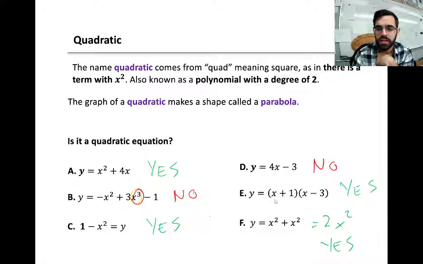E is a quadratic. I don't see an x squared, but if I multiply these together, I get x squared minus 2x minus 3, which has an x squared. The second one has 2 x squareds, but I can add those together as like terms to get just 2x squared. So this one would be a quadratic.